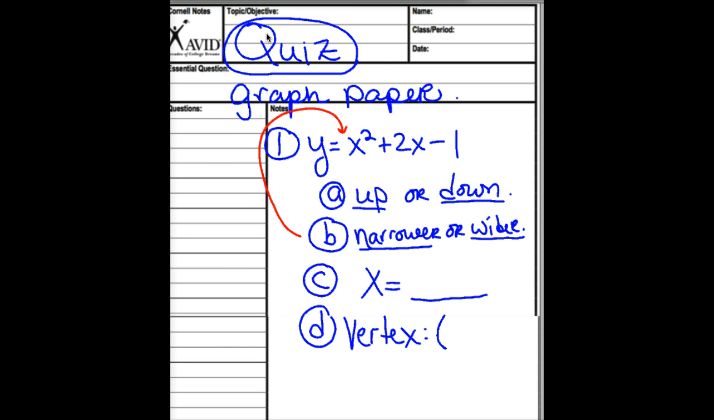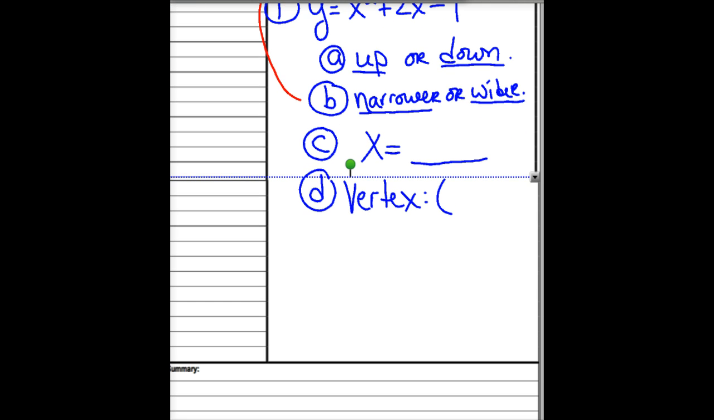But you need to tell me the vertex of that parabola. And that's it for number 1. I just want to know the basics of that parabola. Does it open up? Does it open down? What's its vertex? All right, next up for number 2.